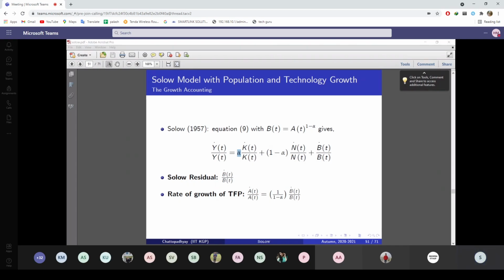And once B dot by B is known, I can calculate A dot by A from the data. Now, what is my objective? I'm just checking whether the prediction of the Solow model is matching or not. I have data of per capita capital stock for a particular country over time. I will calculate its average rate of growth. If the Solow model prediction is true, then the average rate of growth of the per capita capital stock and the average rate of growth of A dot by A should be very close to each other.